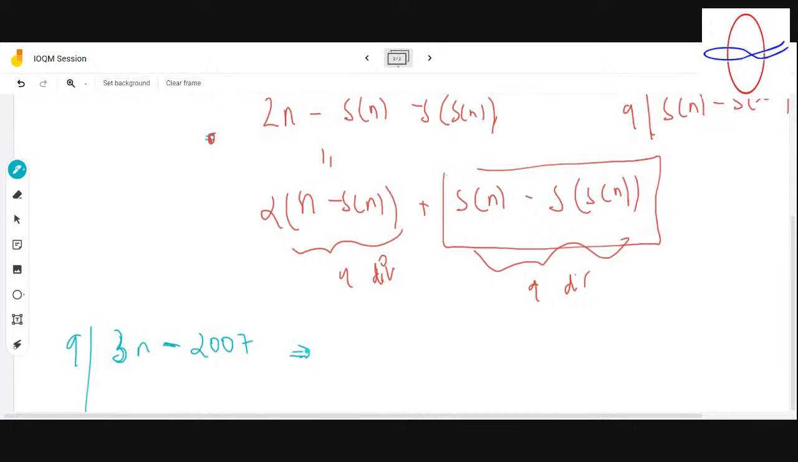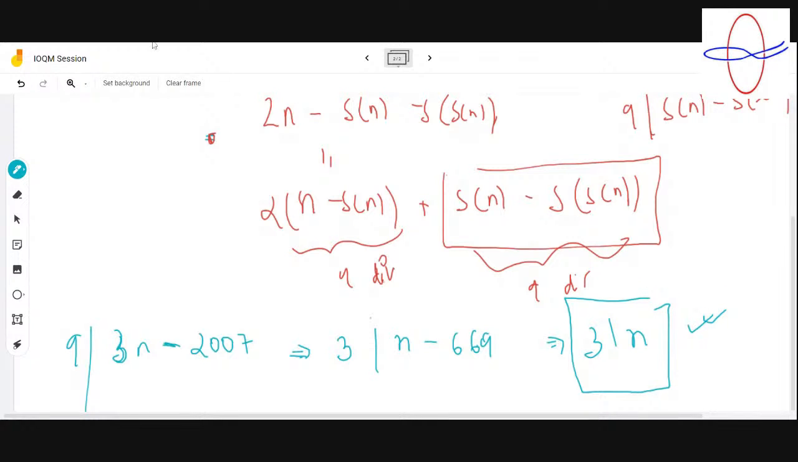What does it imply? 3 divides n minus 669. Perfect. So this implies that 3 divides n.